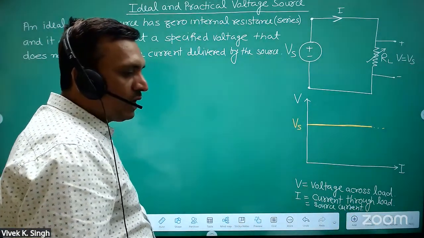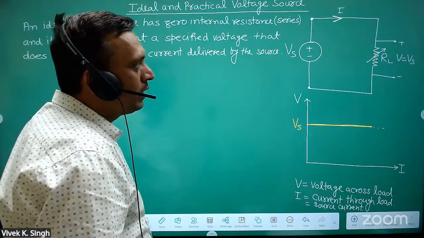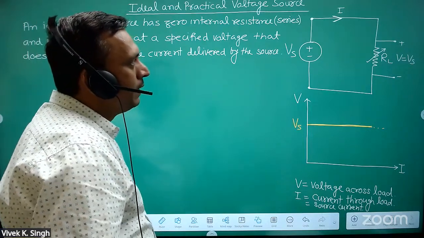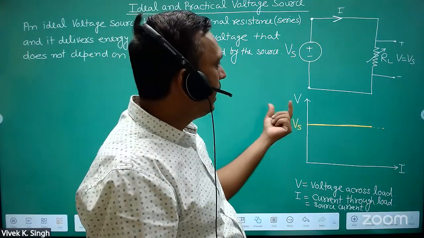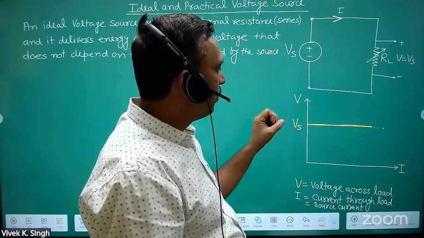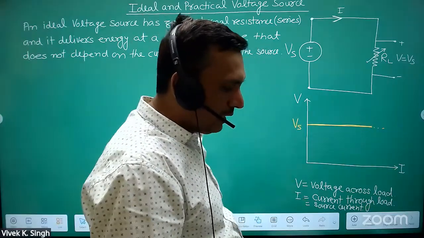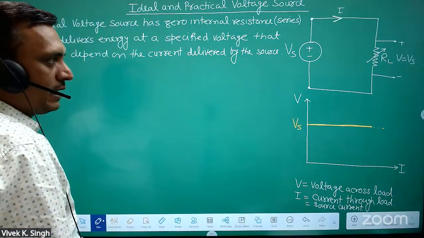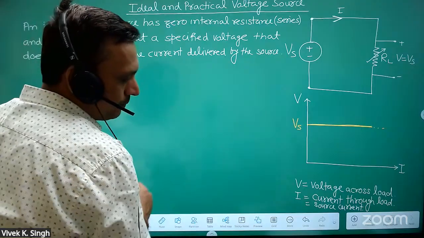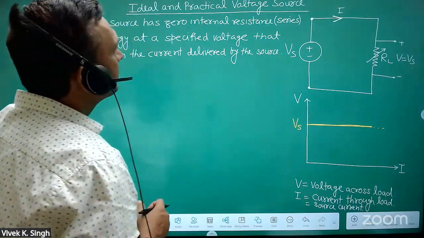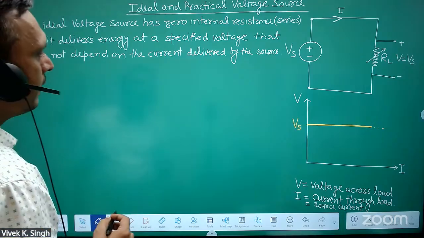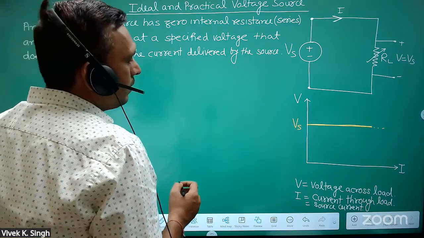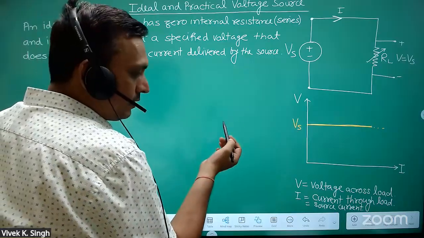So whenever you have an ideal voltage source, its internal resistance is 0 and voltage across the load is independent of the current delivered by the source. Is it clear? This is the ideal situation. ठीक है? Yes or no? Yes, sir. Now what will happen in practical situation?